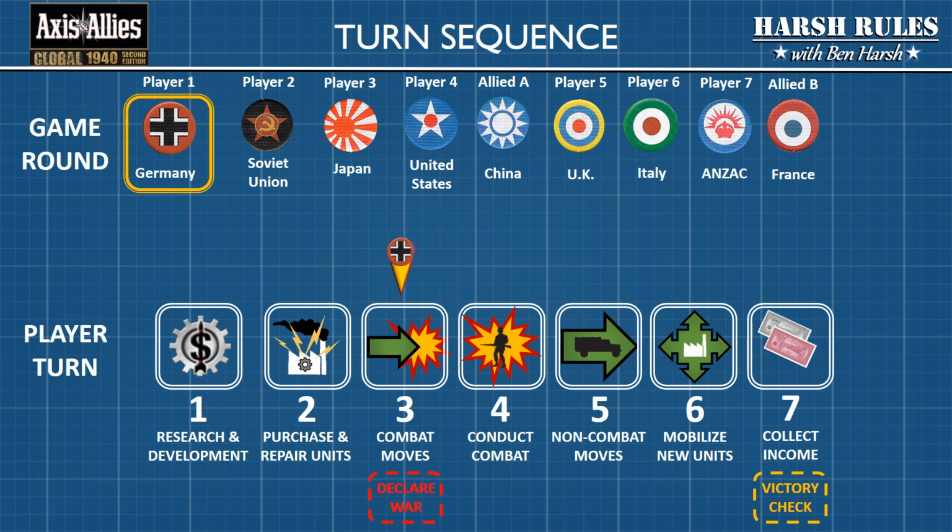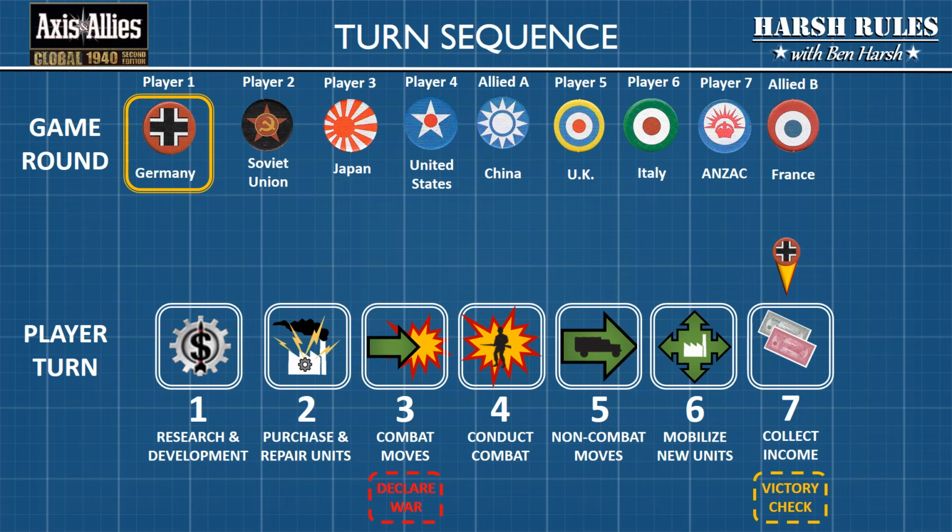In Phase 3, the player moves their units into attack positions within enemy territories. Also during this phase, players may declare war against other nations. In Phase 4, combat is conducted and any territories that are lost or gained update the national production chart. In Phase 5, players make non-combat moves to reinforce their positions or to move units if they're not at war. In Phase 6, new units are removed from the mobilization zones and placed on the game board.